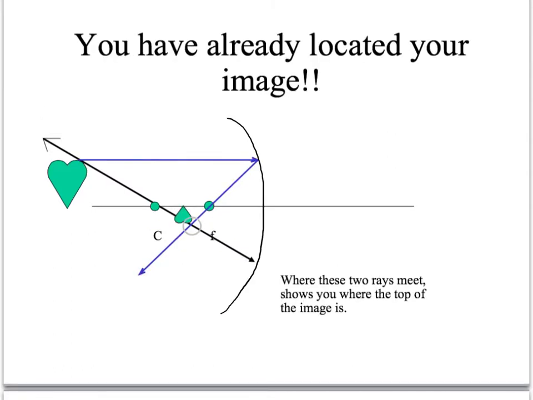So we already know where our image is. Where those two rays cross, that's where our image is. Since those rays came from the top of our object, they are the top of our object. So they form this part of the heart right here. They form that part of the heart right there. And then we just kind of fill in the rest of it from there.